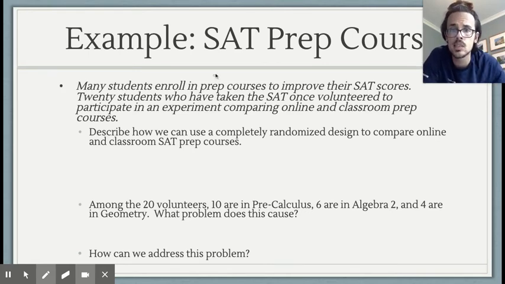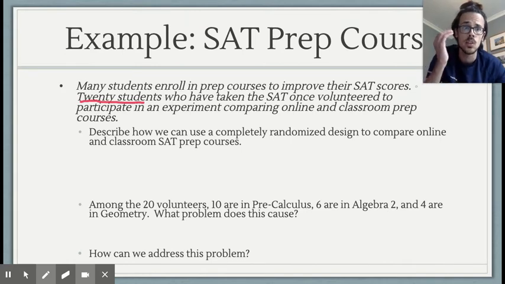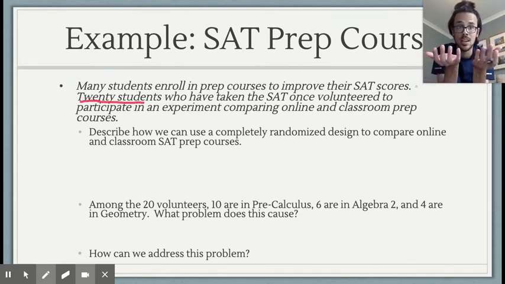So the context for this problem is that we have 20 students available, and those 20 students have taken the SAT before, and they're going to participate in an experiment with an online and an in-class prep course for the SAT. So we want to see if these kids are going to do better with their SATs if they're in an online class or an in-person class. And we need to describe a completely randomized design to get this done.